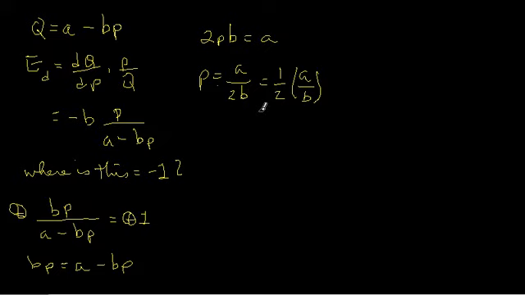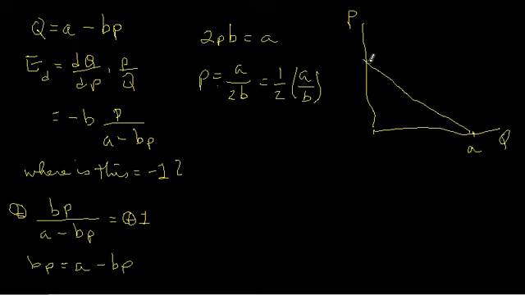And we can look at this. We draw the picture of this demand curve. There's Q and P, and this will be the point A, the intercept on the Q axis, and the intercept on the P axis is A over B.